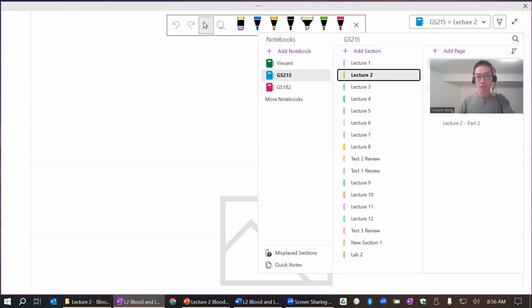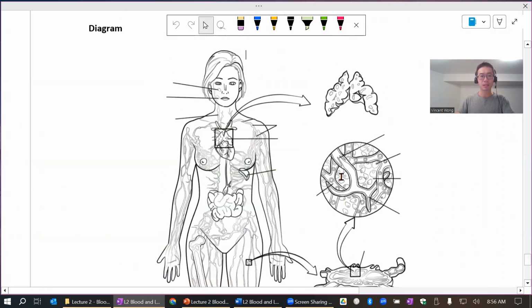So this is lecture 2. I want you to go to this diagram. We'll label it together. Like I said, it's important to either have digital copies of these where you can scribble on, or print it out as well. Sorry, do you have another question, Mohammed?